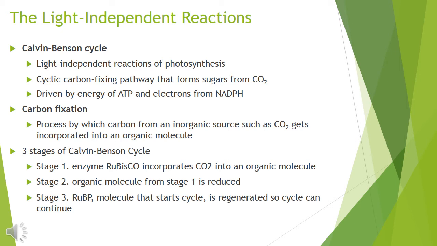Stage 2, the organic molecule from stage 1 is going to be broken down even smaller. And stage 3, this molecule RuBP, I guess there's no way to really say that well, but in acronym form, RuBP, is a molecule that will start this whole Calvin-Benson cycle, and it's regenerated again and again so that the cycle can continue. And this cycle can repeat billions of times. I mean, it's really not going to wear out too quickly.